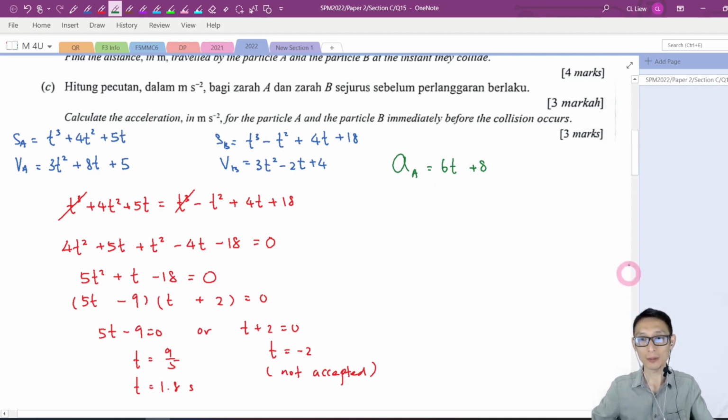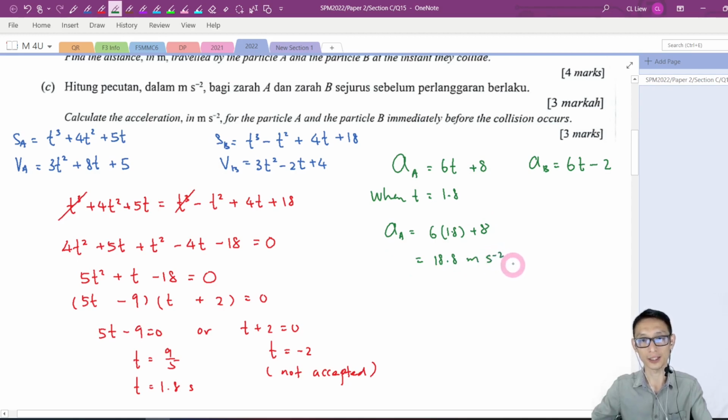Now let's do the same thing for particle B. The acceleration function for particle B: differentiate the velocity function. 2 times 3, 6t minus 2. Okay, when t is equal to 1.8, the acceleration for particle A is equal to 6 times 1.8 plus 8, which is 18.8 meter per second squared.